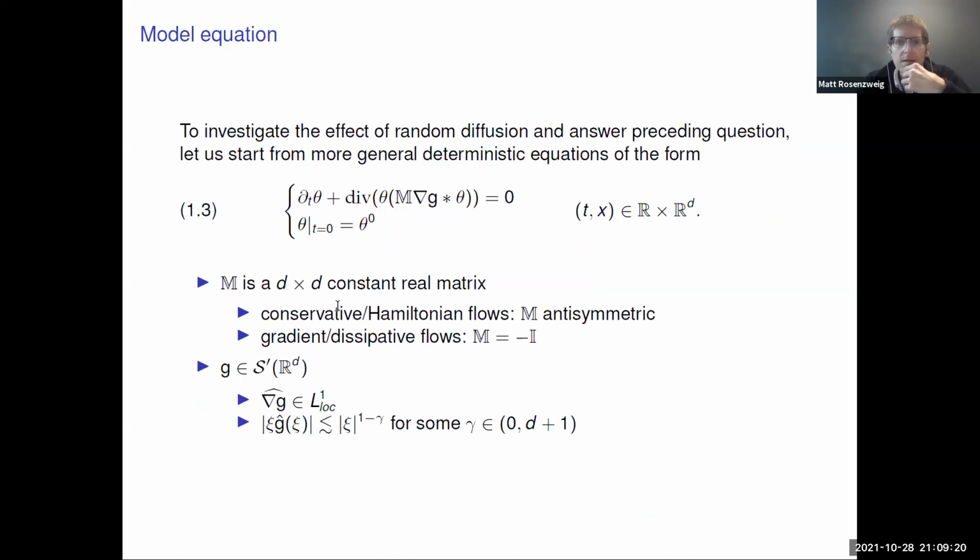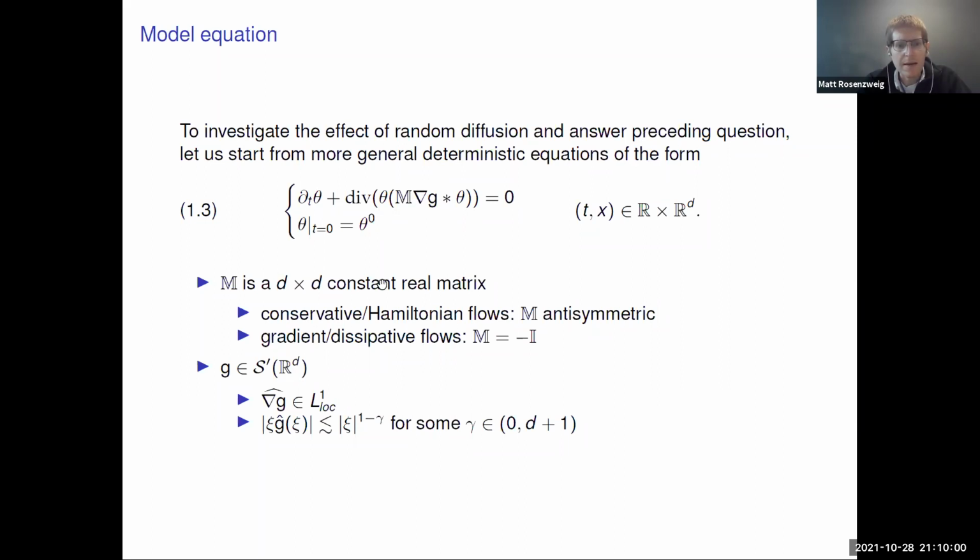So in order to investigate this question, and more specifically to answer it, I want to start not from the PKS equation itself, but from a more general model of deterministic equations given by 1-3. So we have the same sort of structure as before, this divergence, this quadratic nonlinearity. But here I'm just going to allow M to be some constant d by d real matrix. And this is going to change the structure of the equation as I change M. And again, I'm going to have a gradient of a convolution with some interaction potential G. And I'm going to consider this on R^d.